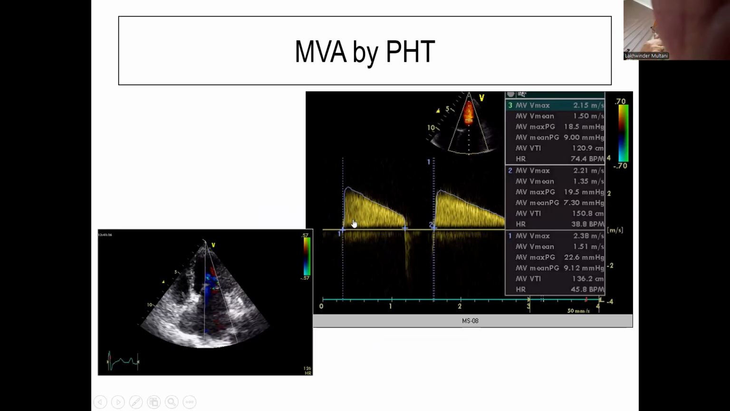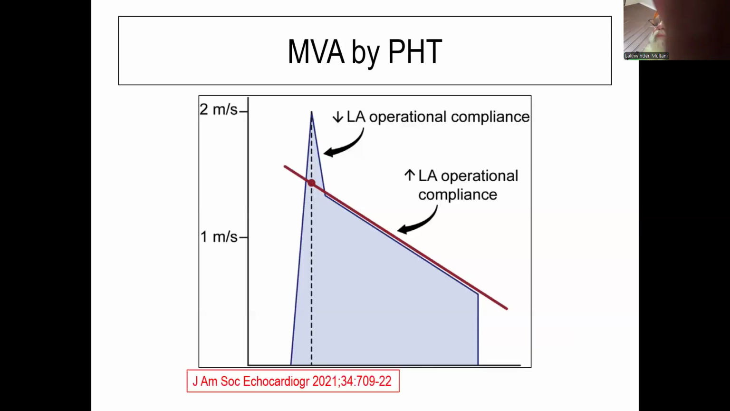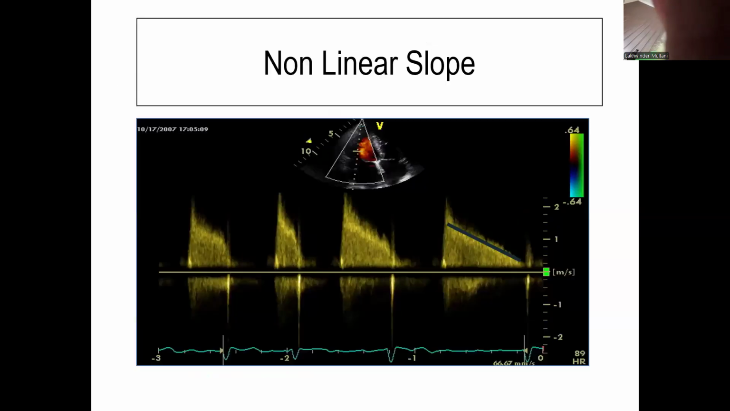And then we get the VTI from this Doppler spectrum pattern, which is 120. This is how we get how much blood is flowing through the mitral valve in each stroke. So the area times the VTI will give you the stroke volume across the mitral valve. Correct?